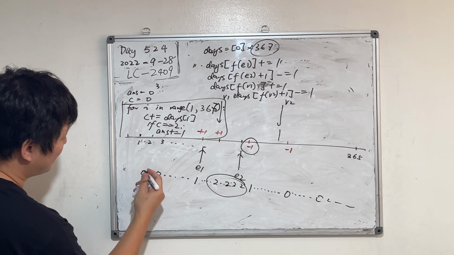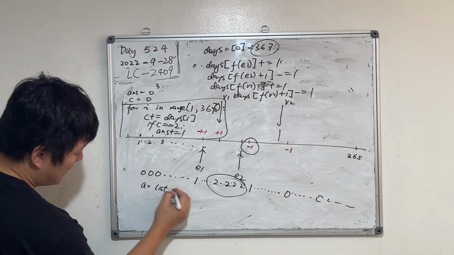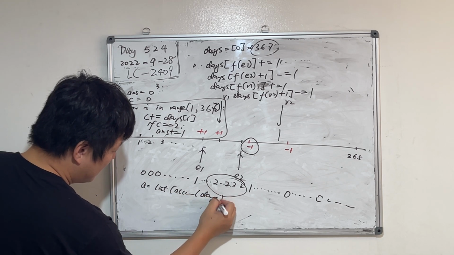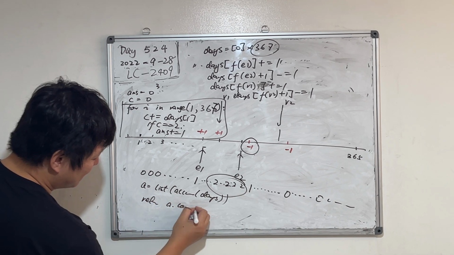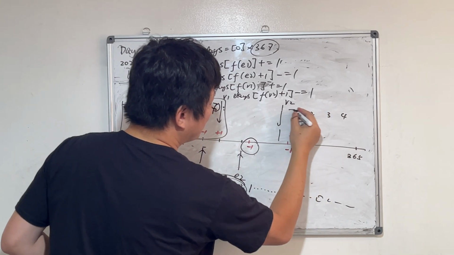So first of all, we convert it to accumulate, right? A equals list(accumulate(days)). And then we just need to return a.count(2). Right? What's accumulate? Take an array with 1, 2, 3, 4.